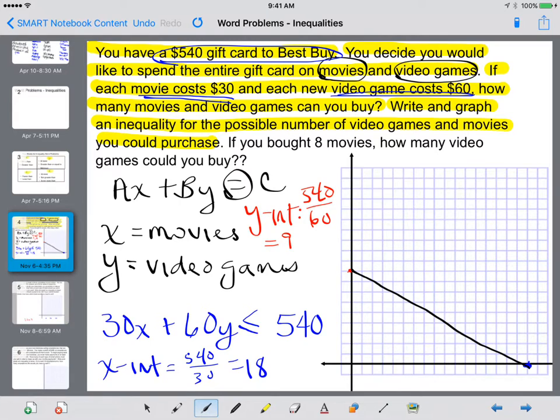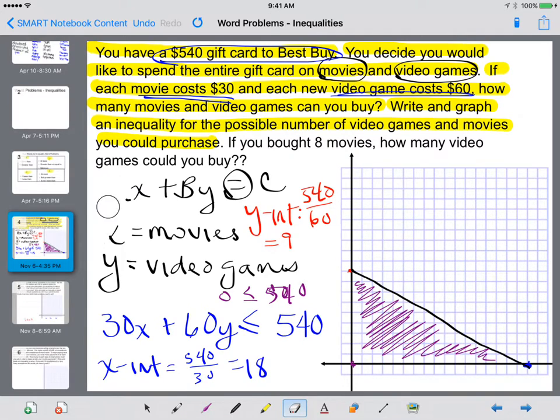Now we've got to determine which side do we shade. If you remember from our last lesson, we talked about picking 0, 0, putting 0 on the left, less than or equal to 540. That's true. So my shaded area is going to be this triangular area right here. So if you need any of this information, pause the video now because I'm going to erase it as we finish the second half of this problem.